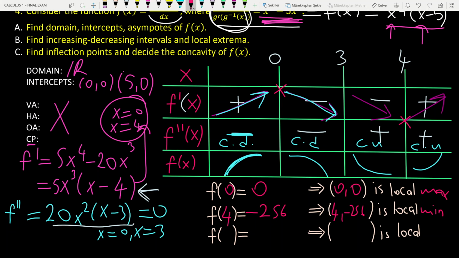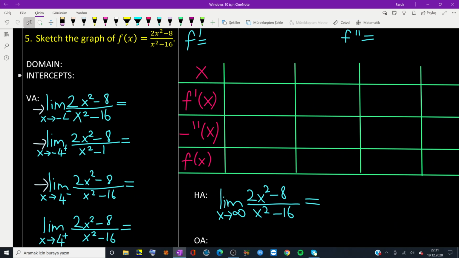And what about the inflection point here? Inflection point. Let me write down this. For 3, f of 3, you have minus 162, and this is the inflection point. Also, this point is the other inflection point. Okay? So this is done for this question. This is the final question of this part.